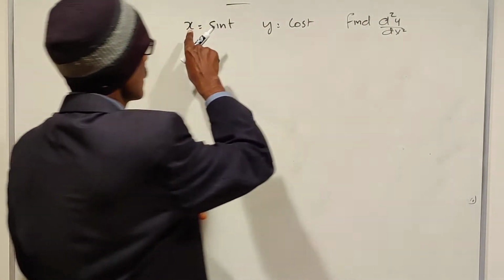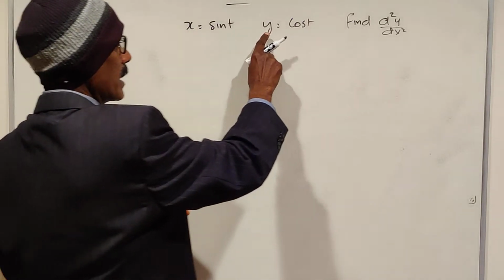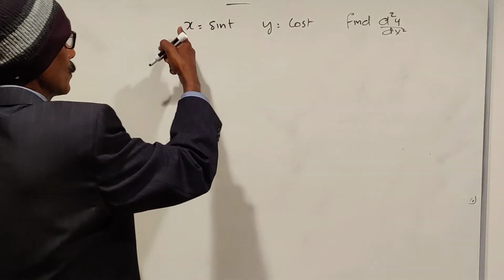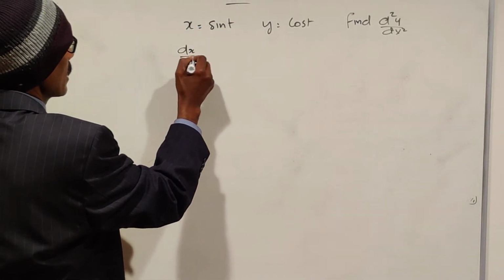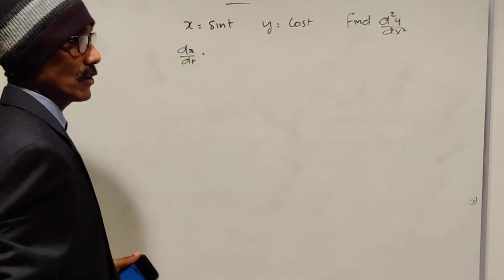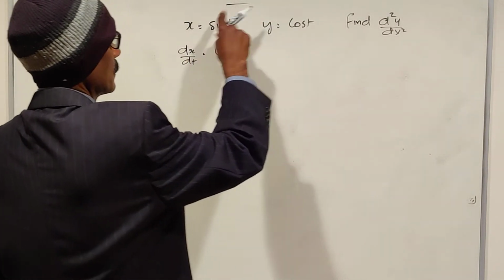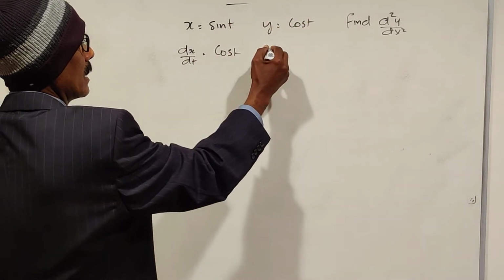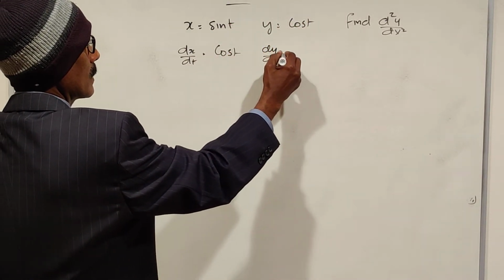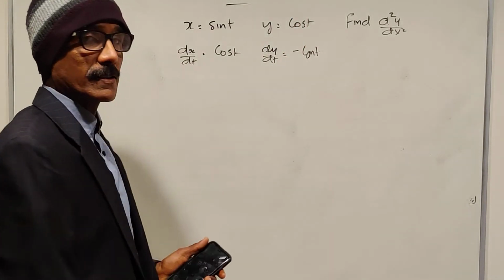Okay, so this one is a function of x and t. This is a function of y and t. So how can you differentiate this? dx by dt equals, what is the derivative of sin t? Cos t. Here, this one is finished. Derivative of t is 1, you don't need to write that. Here, dy by dt equals minus sin t, because the derivative of cos t is minus sin t.